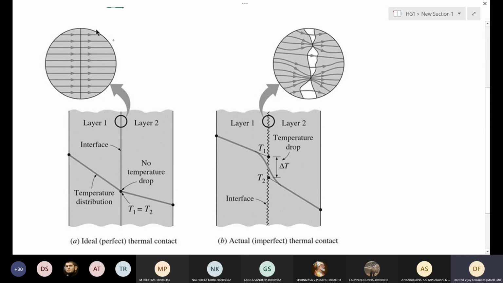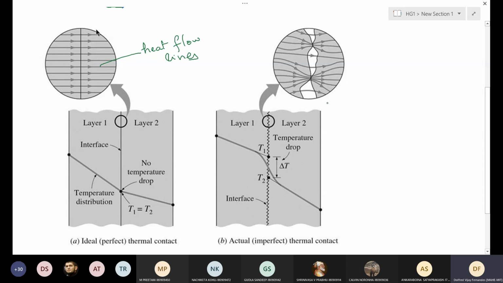Excuse me. What is this one? What are these lines? Heat flow lines. Okay, so they are parallel to each other, and that is because we have perfect thermal contact. Okay, it's an idealized case.